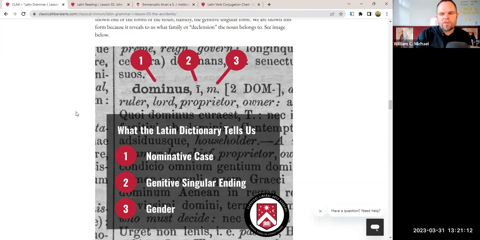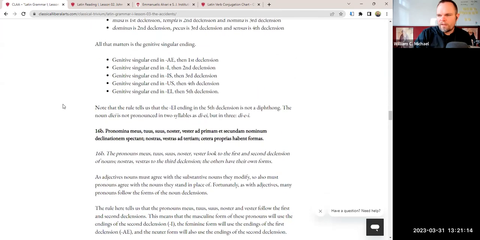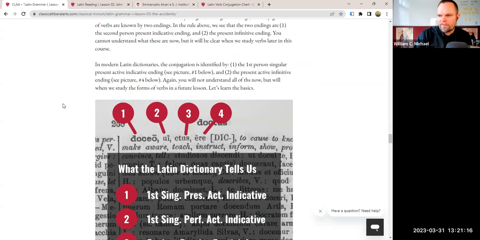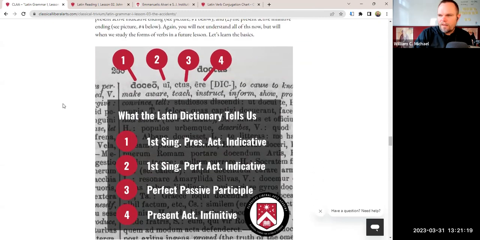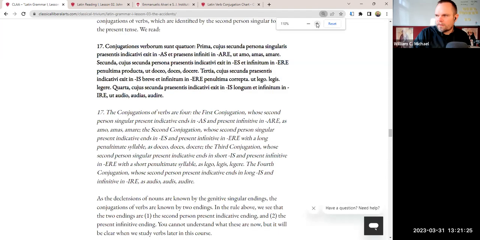Well, the same thing is true of verbs. So if we look at a dictionary entry for a verb, and I've got one in the lesson here, we have a dictionary entry. Let's see if I can zoom in a little bit here.